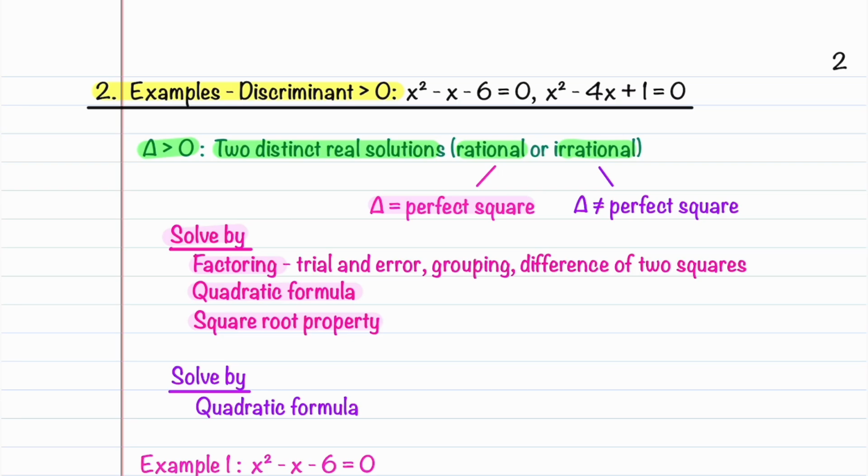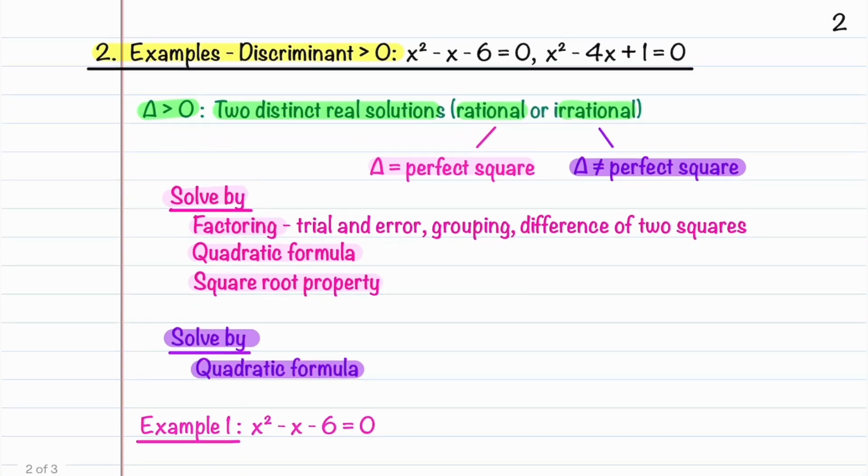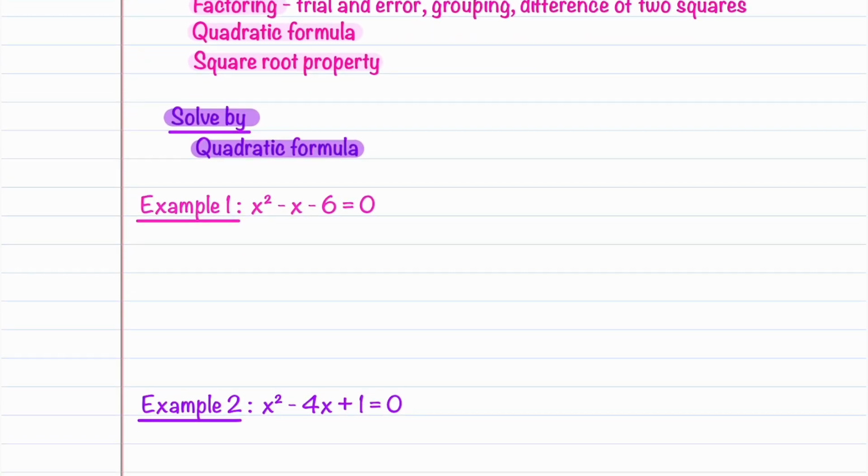When you get two distinct solutions that are irrational, the discriminant is not equal to a perfect square. And in that case, you're going to solve the quadratic equation by using the quadratic formula. Let's now look at examples of both of these cases. Our first example is going to be where the discriminant is positive and it's a perfect square.